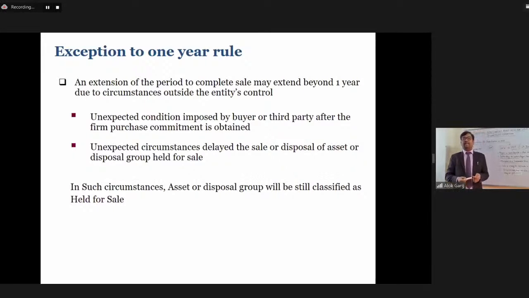Okay. Third, unexpected circumstances delayed the sale or disposal of the asset or disposal group held for sale. What is this? This is an act of God, like COVID, flood, or anything else. In such circumstances, the asset or disposal group will still be classified as held for sale.